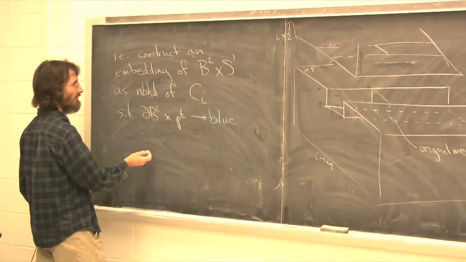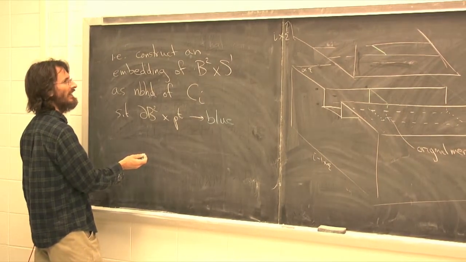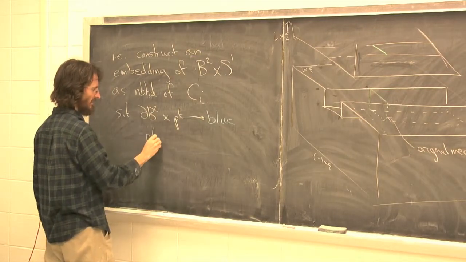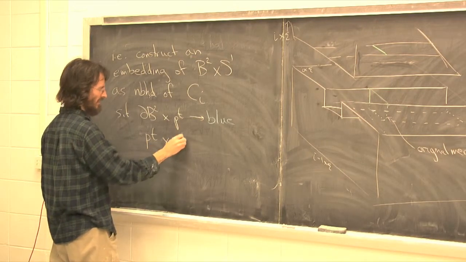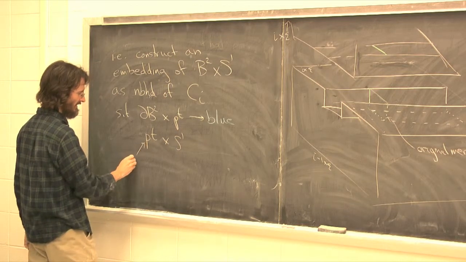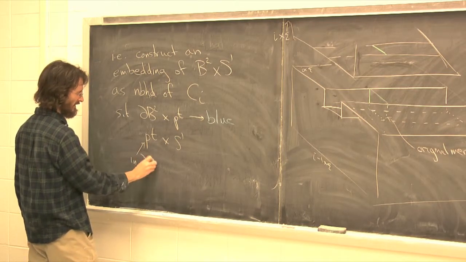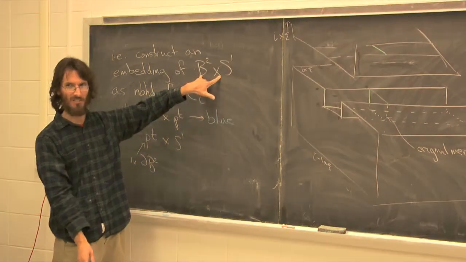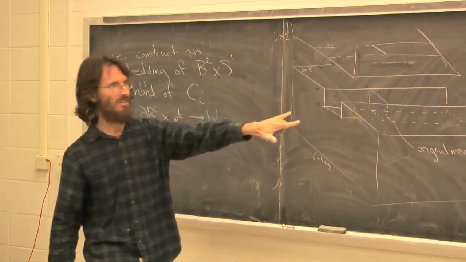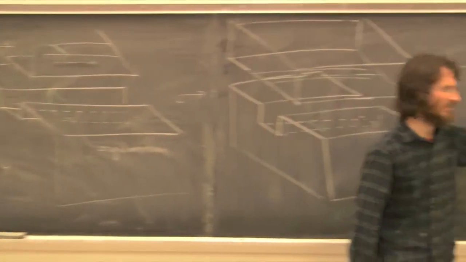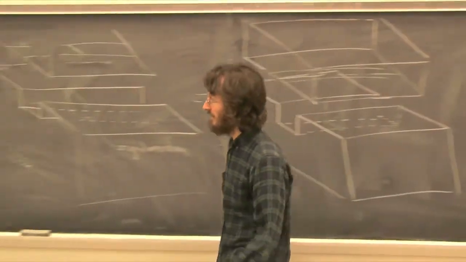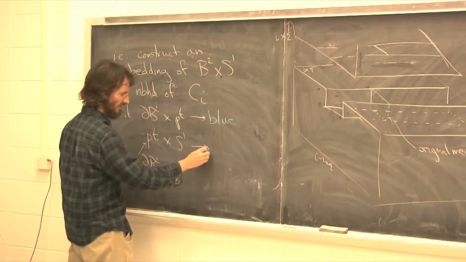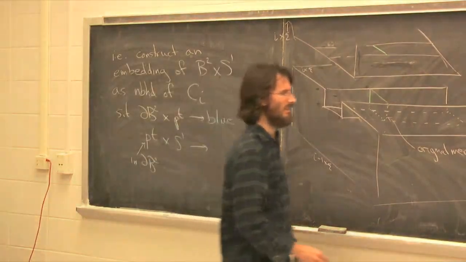And also I want a point cross S1, right? This point is in boundary 2. So I want to understand how the boundary of this solid torus is being identified with this T2 here, okay? And I'm trying to specify this embedding of B2 cross S1, and so this goes to the green curve.